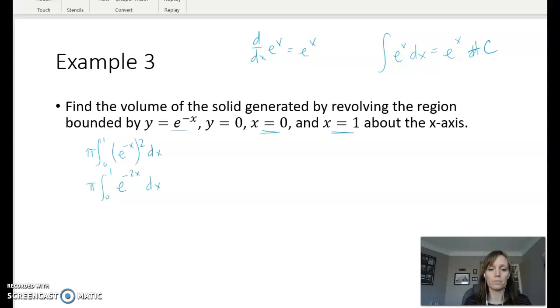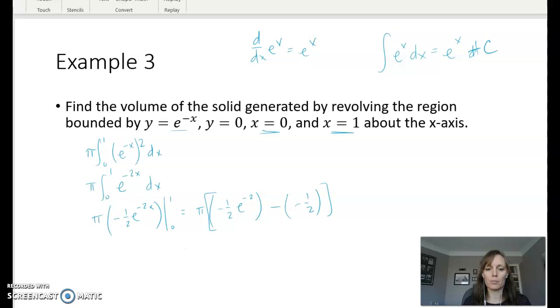But the antiderivative here is going to be negative 1/2 e to the negative 2x, because remember the antiderivative of e to the x is e to the x. This is evaluated from 0 to 1, and so I'm going to plug in 1, and that is going to give me negative 1/2 e to the negative 2. And then when I plug in 0, don't forget that anything to the 0 power is 1, so that doesn't just go away. But we end up with negative 1/2.